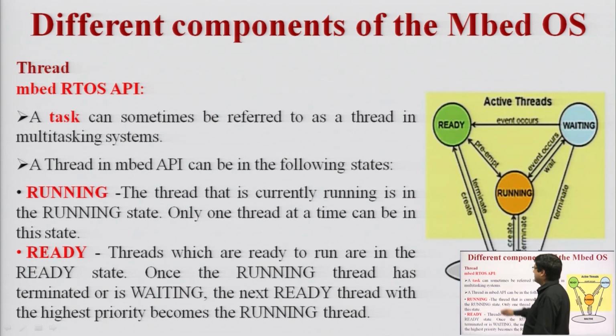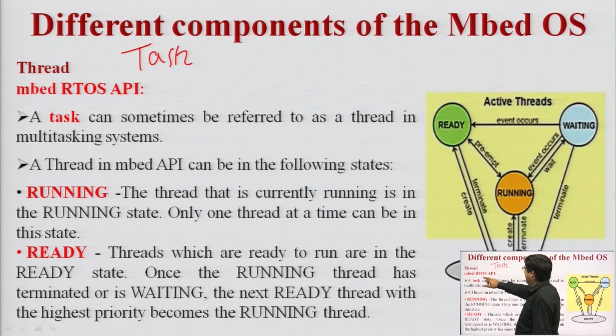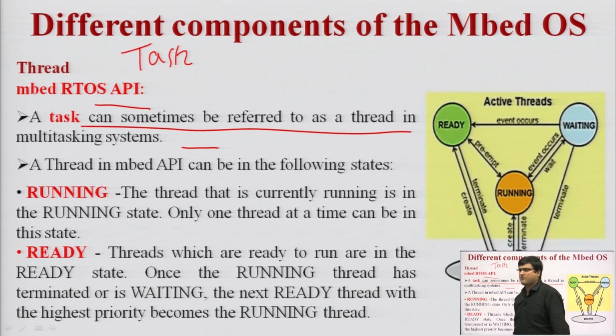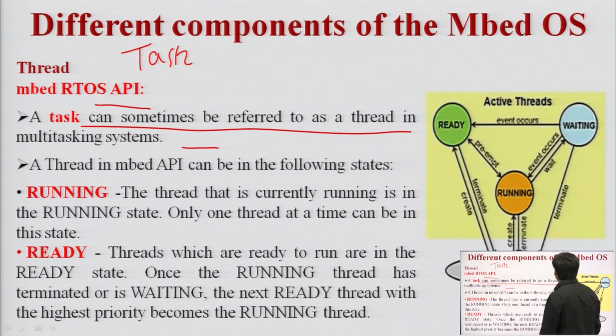First one is the threads. So a thread is basically a task. In Mbed RTOS, a task can sometimes be referred to as a thread in a multitasking system. A task is the same as a thread. So what is the meaning of task? For example, in any IoT based application we have some tasks. A task means basically a job of the microcontroller, a job of the IoT application. It has some states like ready, waiting, running, inactive.